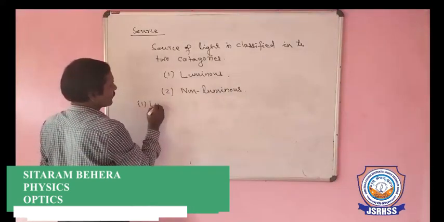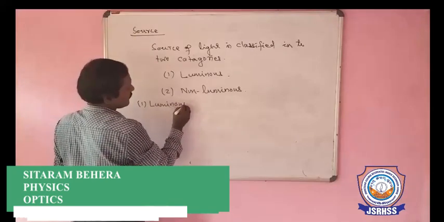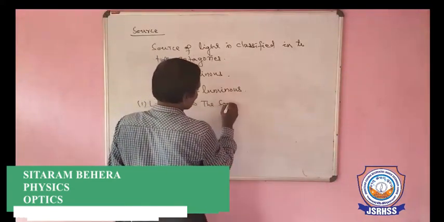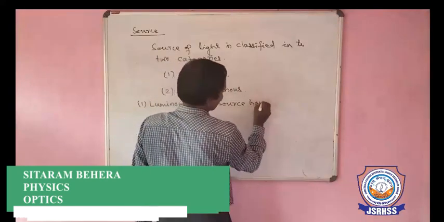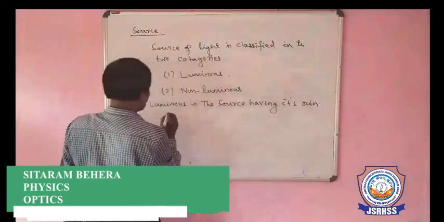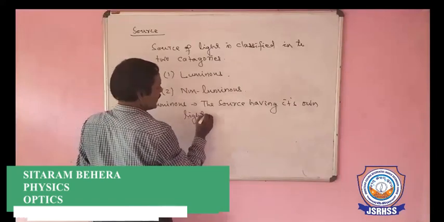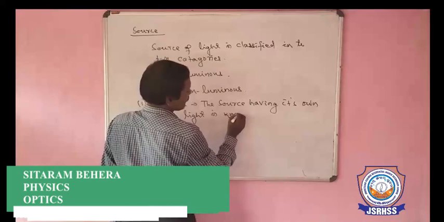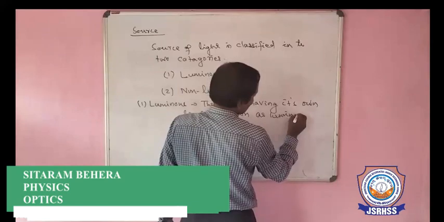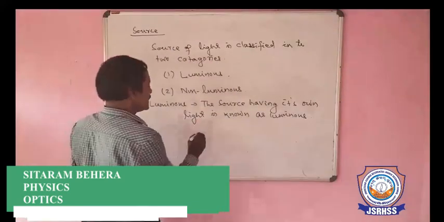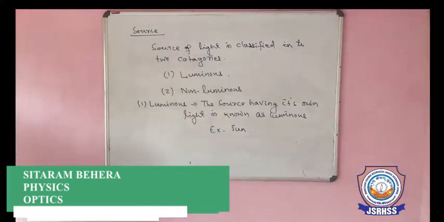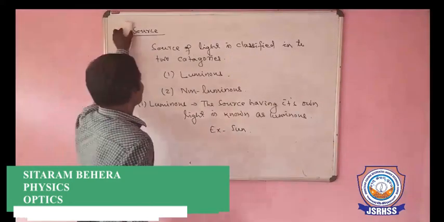So what is luminous? The source having its own light is known as luminous. Example, sun, stars, etc.